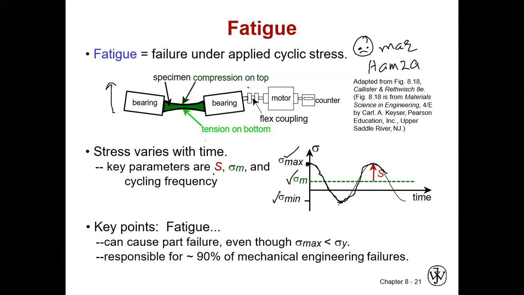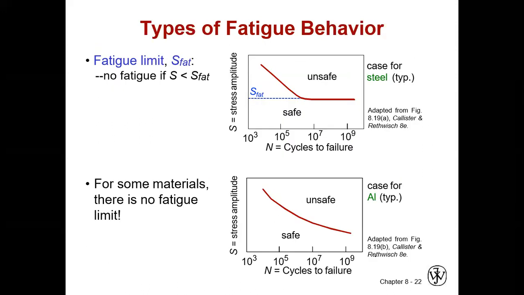So the key parameters are S, which we call the amplitude. Sigma M is called the average, and the cyclic frequency is the frequency from this up to this. Fatigue is mainly responsible for failure. Fatigue can occur even if the maximum stress is less than the yield stress, and it is responsible for 90% of mechanical engineering failures.